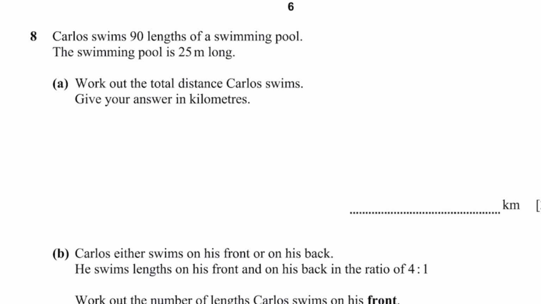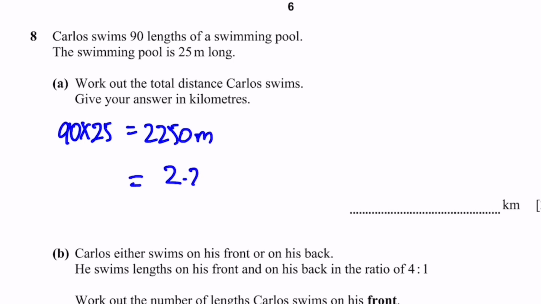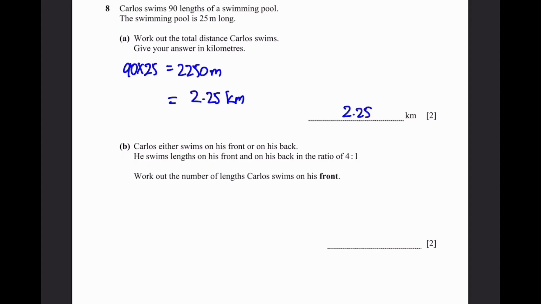Question 8. Carla swims 90 lengths of a swimming pool. The swimming pool is 25 meters long. A. Work out the total distance Carla swims. Give your answer in kilometers. That's equal to 90 into 25. And when you calculate this out, it becomes 2250 meters, which is equal to 2.25 kilometers. That's the answer.